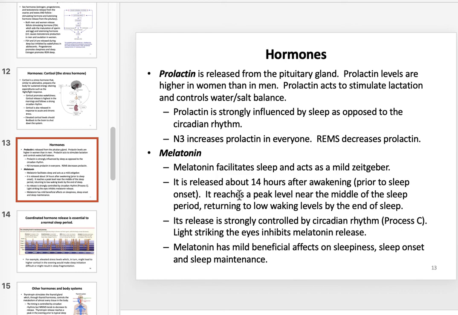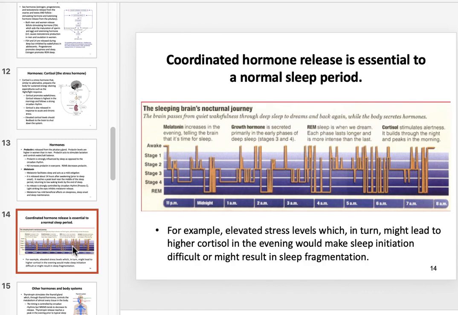REM decreases it. We've already talked about melatonin acting as a body-wide Zeitgeber to a certain degree, and it too varies across the daily cycle, because of course that's what a circadian rhythm is. So your melatonin levels have to shift over a cycle in order for your body to understand the circadian rhythm. And there's mild suggestions that exogenous or externally administered, so taking a pill of melatonin, might have some effects for sleep onset and sleep maintenance.